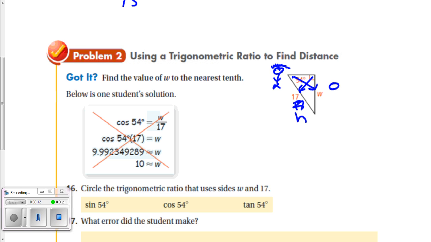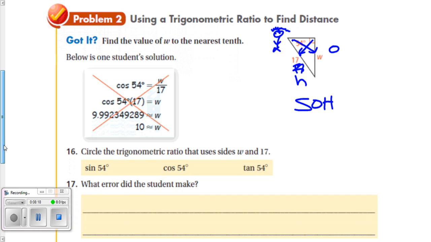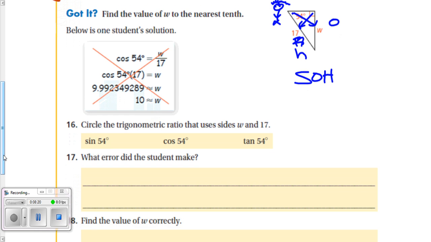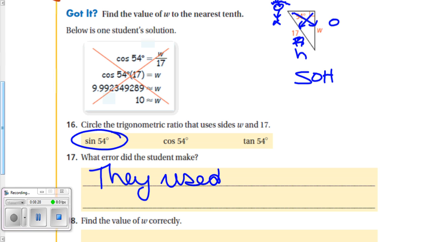Which trig function deals with opposite and hypotenuse? It's our sine. So the problem that this student ran into is they used the wrong trig function. If you use the wrong trig function, you will get the wrong answer. So we should have used sine. An error, they used the wrong trig function.